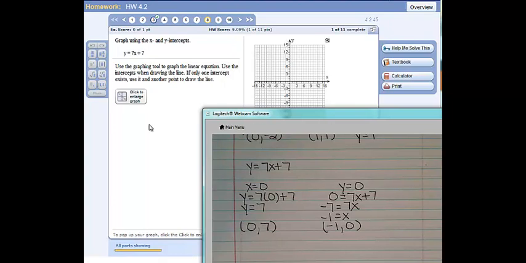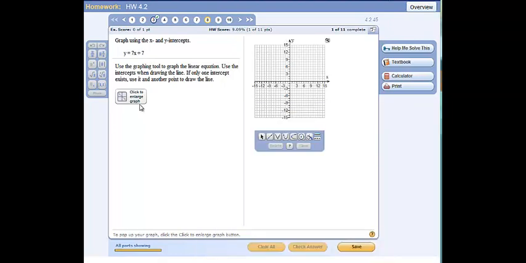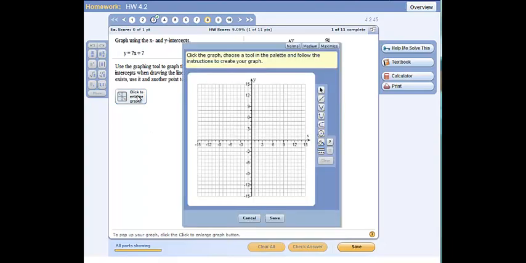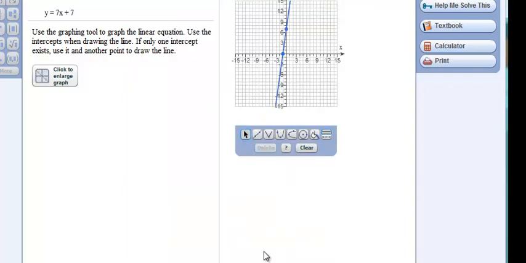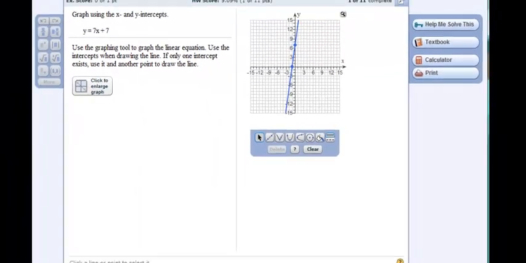So we go back to our homework, and I'm going to click to enlarge the graph so it makes it bigger for you. Again, we need to click on our line tool, and our first one was 0, 7, so that means I go up 7. My second one was -1, 0. And hopefully that is our line. We got it right.